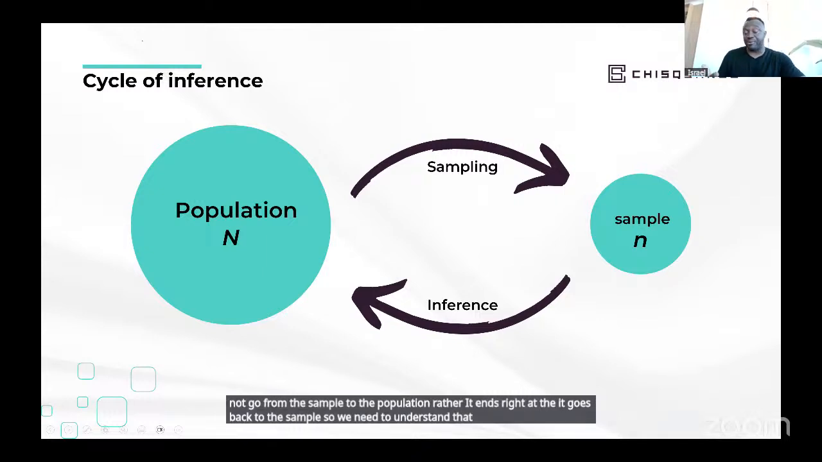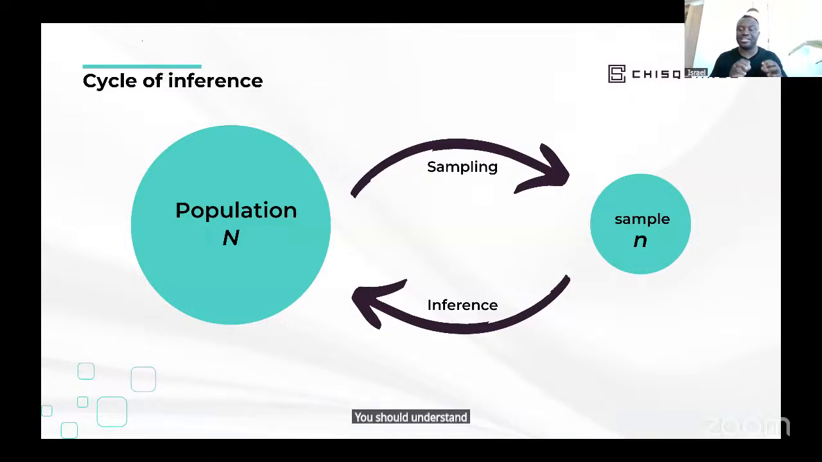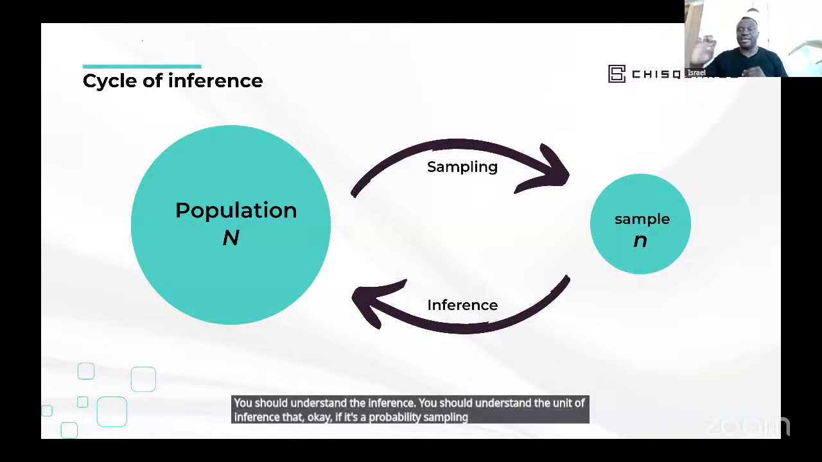And this is important because when you do your survey and you write your report, you should understand the inference. You should understand the unit of inference: if it's a probability sampling technique, then the inference goes from the sample to the population. But if it's not, it just stays with the sample.